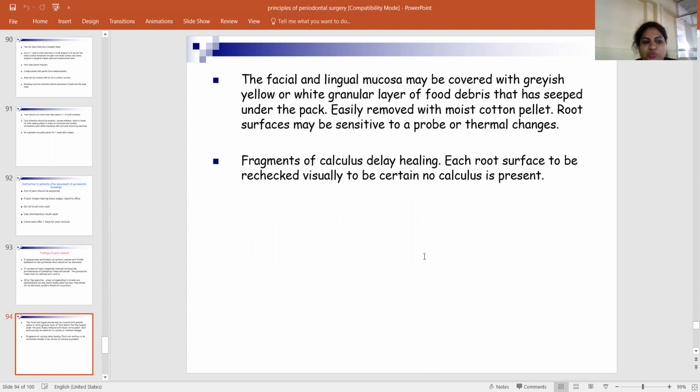The facial and lingual mucosa may be covered with a grayish yellow and white granular layer of food debris that has seeped under the pack. It is easily removed with a moist cotton pellet. The root surface may be sensitive to touch or thermal changes. Fragments of calculus delay healing, so the root surface should be rechecked visually to be certain no calculus is present.